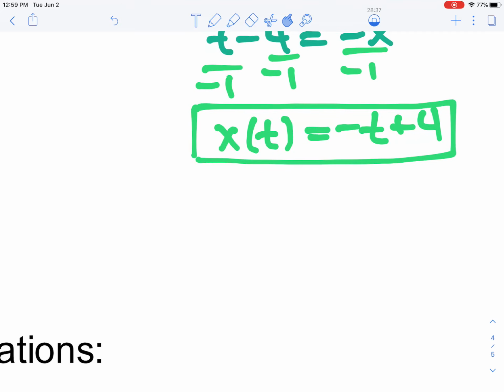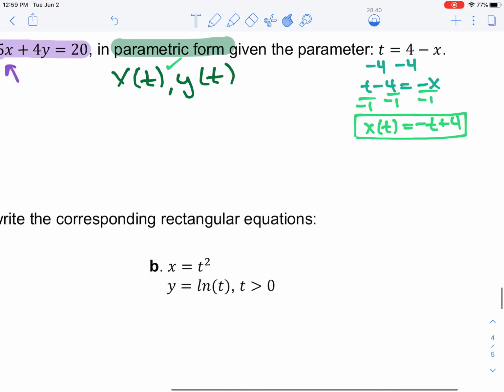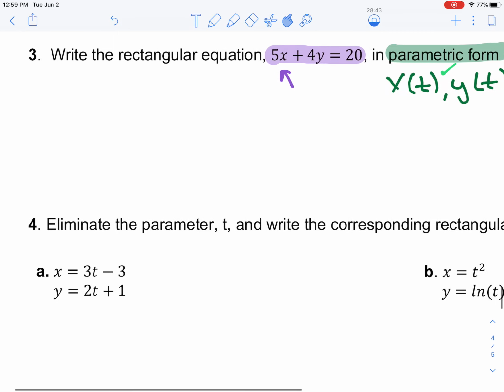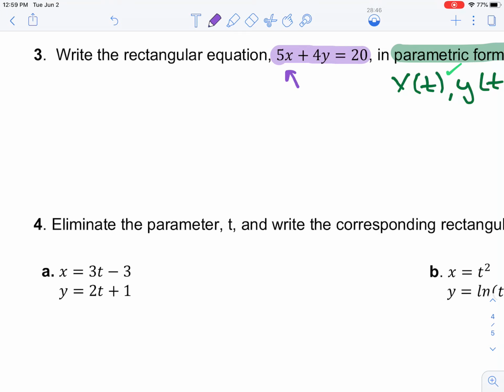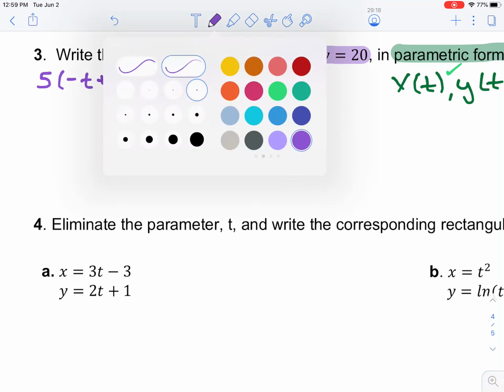We found that x is the same thing as negative t plus 4. So over in our original equation, 5x plus 4y equals 20, we're going to rewrite that as 5, and now not times x, but times negative t plus 4, plus 4y equals 20. So now we notice we are at least in the correct variables, right? We have our input value t and our output value y. And now all that remains is to clean this up and get it into the form y equals some expression in terms of t.